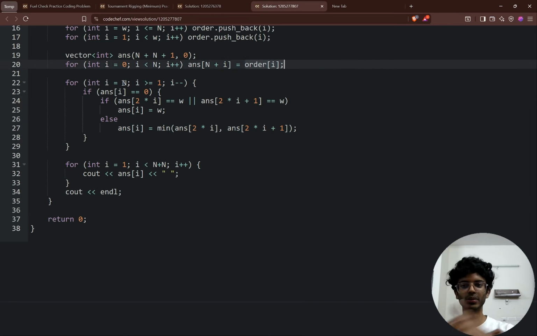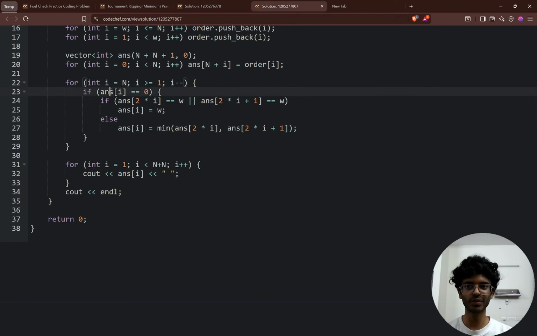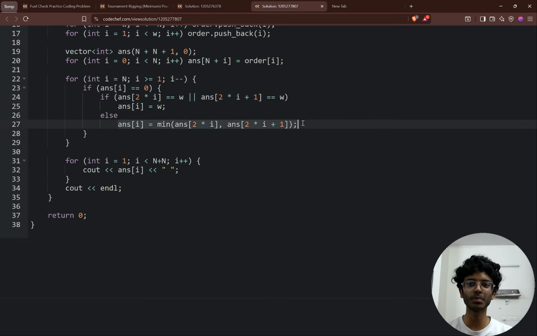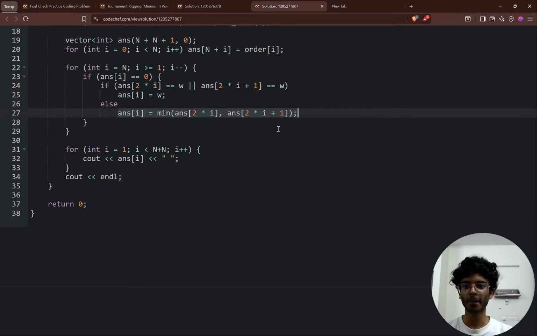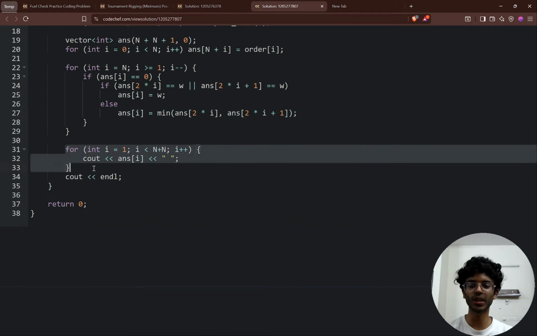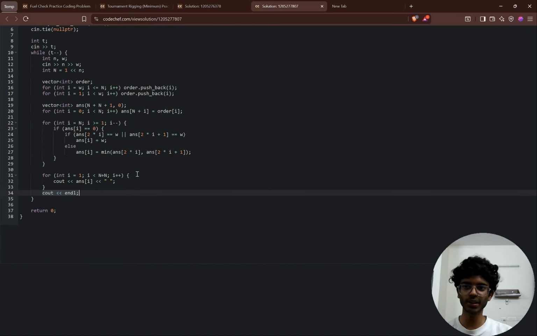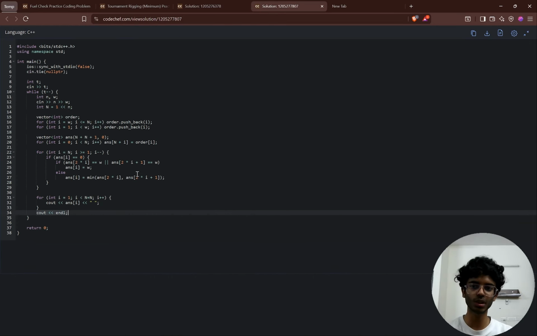Then we'll run in reverse order from n to 1. Now, if answer of I equal to 0, that means it's not defined yet. So if either the left child is a winner or the right child is a winner, we'll just put in W over here. Otherwise, we'll just put the minimum of both those elements. And in the end, we'll just simply print our answer vector and with a line break. And that's pretty much the whole solution. The time complexity of this is 2 raised to the power n plus 1 because we're running a loop of that much size. And that's it for this solution.